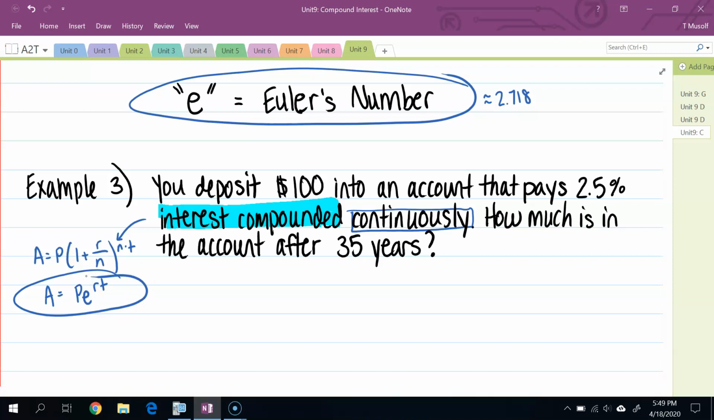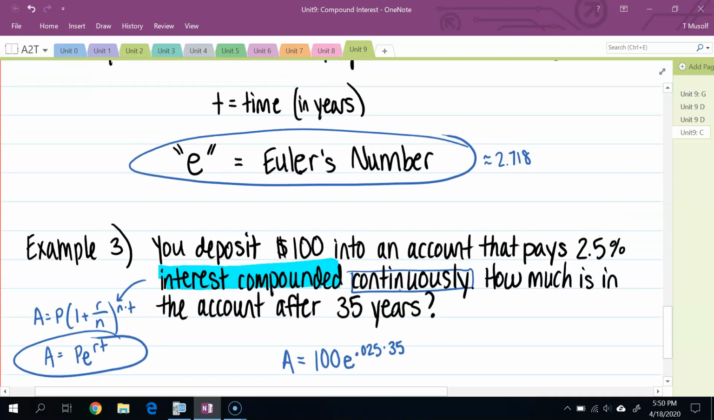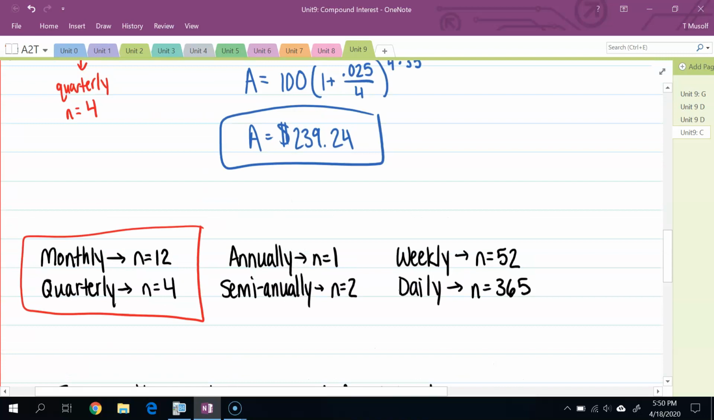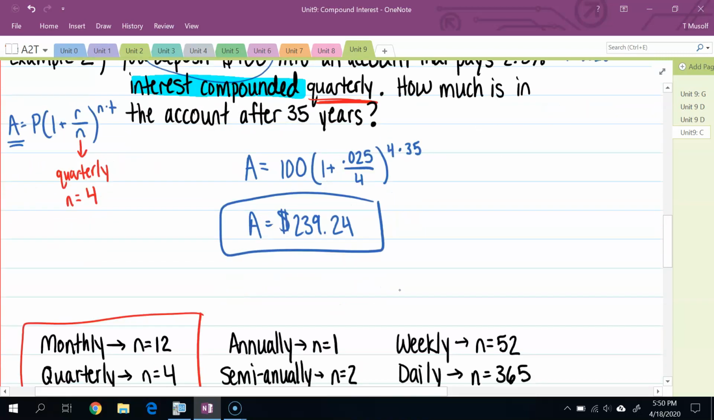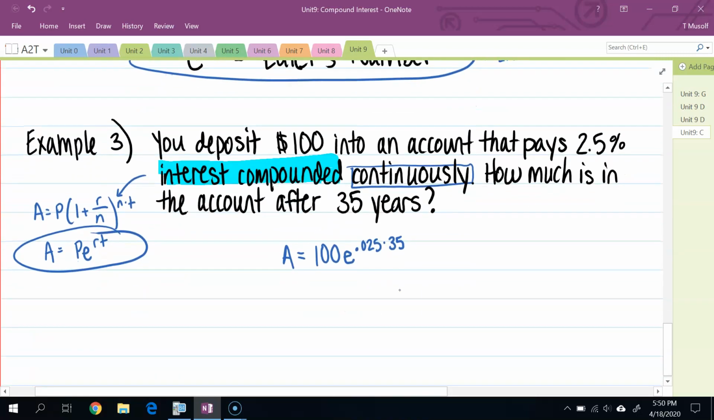It says how much is in the account after 35 years. That means I'm looking for my final amount. I deposited 100 again. And instead of the 1 plus, I'm going to use e, and that's what I'm going to type in my calculator. e, and then now my exponent is r, so 0.025, times t, which is 35. This is the same problem as in example 2, but instead of interest compounding quarterly, we are compounding continuously. So that should mean we end up with a little bit more.